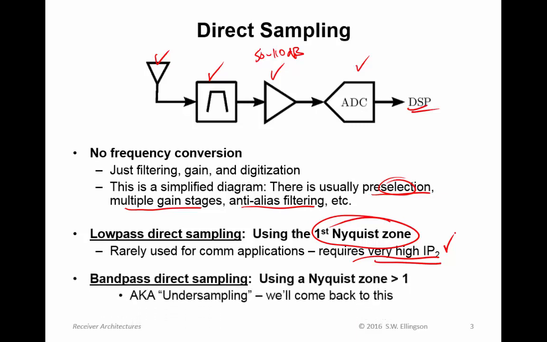A more common architecture to use these days for direct sampling is bandpass direct sampling, and that's where we use a Nyquist zone greater than 1. For example, the second Nyquist zone. This has the advantage that signals in the second Nyquist zone alias to distant Nyquist zones, so that the requirement for second-order linearity is much less. By the way, this technique is also known as undersampling. I talked about that in a previous lecture, and we'll come back to it again later.